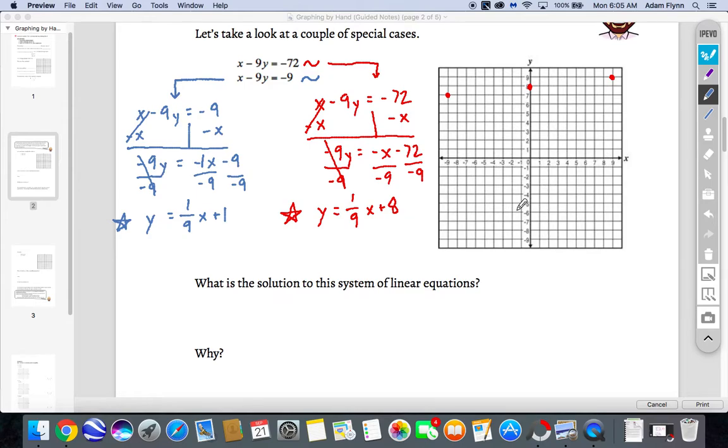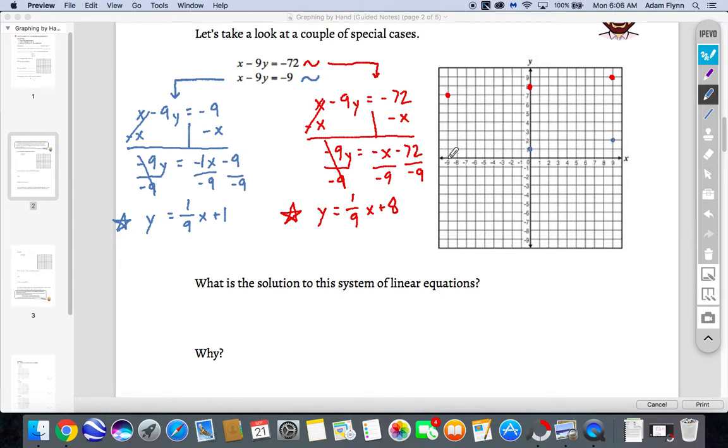Okay, now let's find the important points for my blue line. My y-intercept here is positive 1, so I'll go up to plus 1. And my slope is the same as my red equation. It is positive 1 over 9. So I know my rise is 1 and my run is 9. It's a positive number, so it will also be sloping up from left to right. So I'll go up 1, to the right 9.